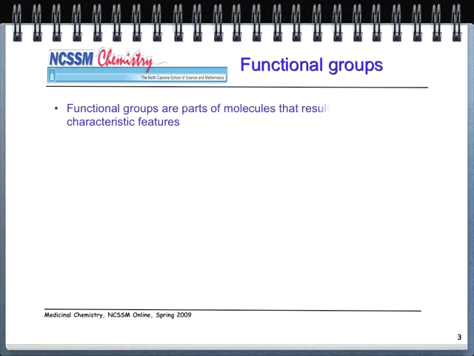Okay, in terms of functional groups, these are parts of molecules that result in characteristic features, and these are going to play heavily into our study of medicinal chemistry. There's about 100 functional groups. We're going to focus on significantly less number of functional groups than the 100. We'll look at about 10 or so, maybe even not quite that many. As you get more experienced in organic chemistry, you'll certainly learn some of the other ones that we're not going to talk about here.